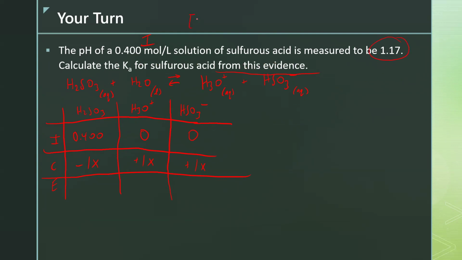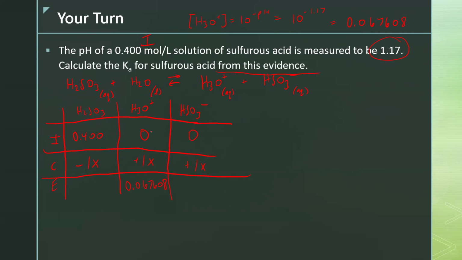Then we can now figure out one of our equilibrium values by using our pH. Remember, the formula is H3O positive concentration is 10 to the negative pH. So in this case, that's 10 to the negative 1.17. And I am pretty sure that that gives us 0.067608. That's our concentration at equilibrium of H3O positive. So let me throw that in here, 0.067608.